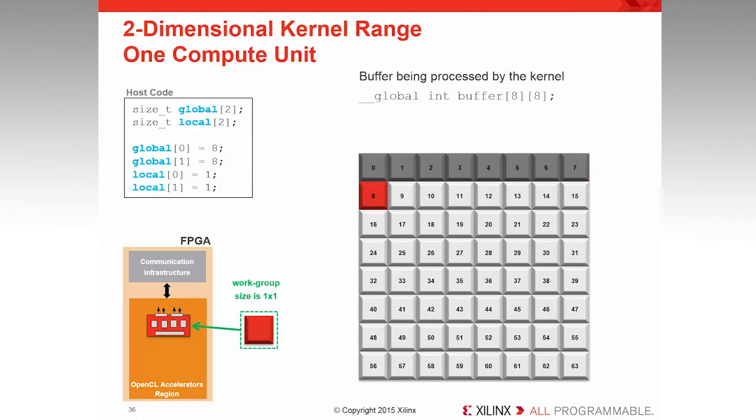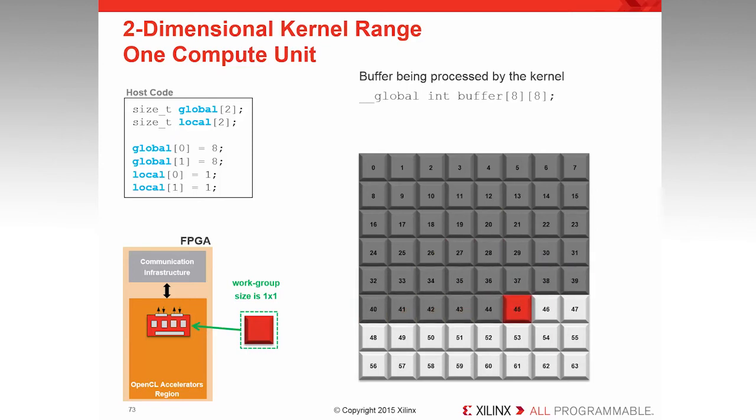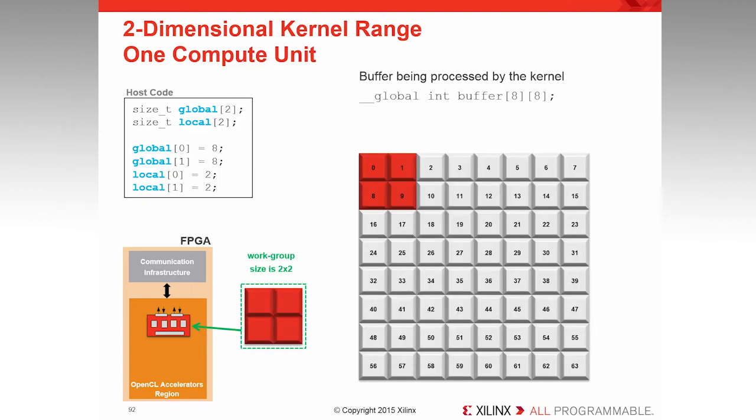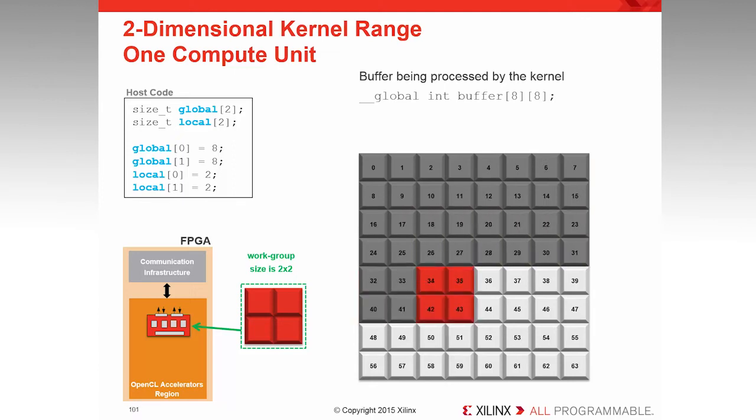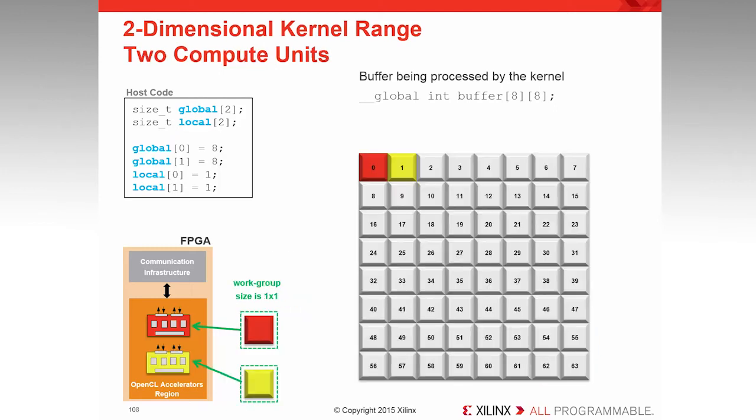A single compute unit with a work size of 1 traverses the 8x8 element array, fetching 1 element at a time, resulting in 64 consecutive workgroups. When the workgroup size is increased to 2 by 2, the compute unit fetches and computes 4 elements at a time, resulting in a total of 16 workgroups.